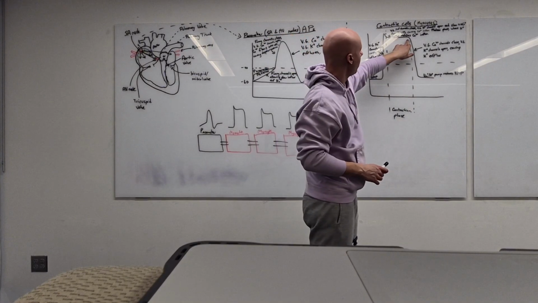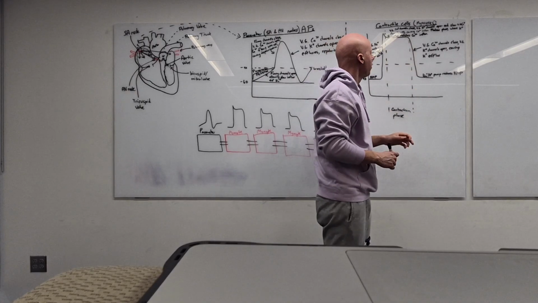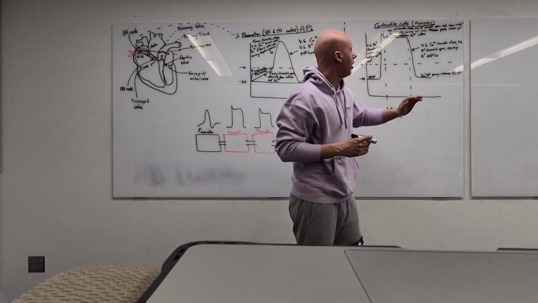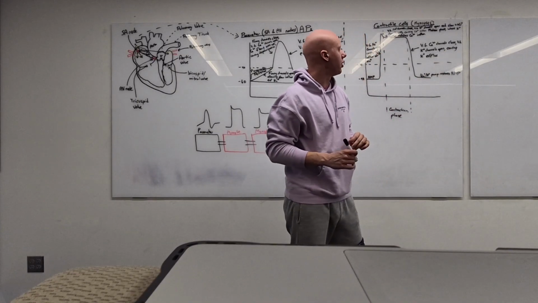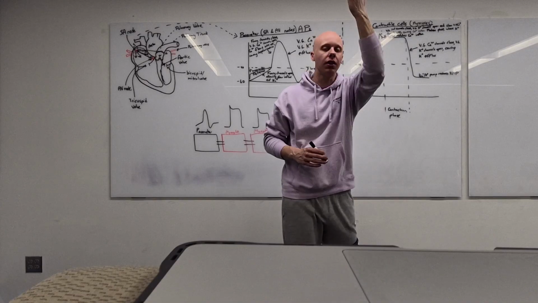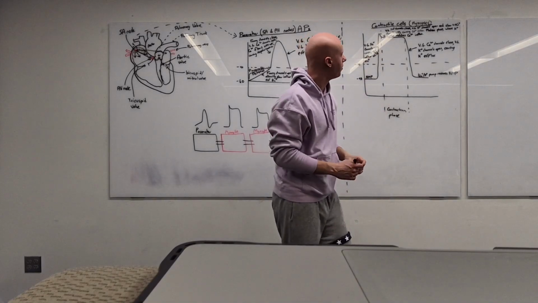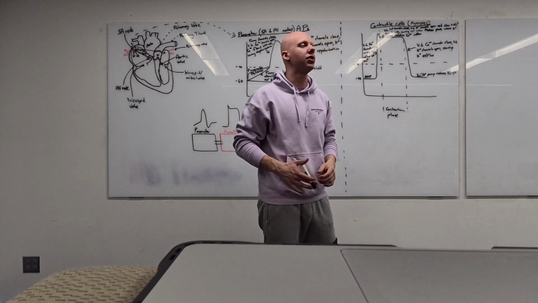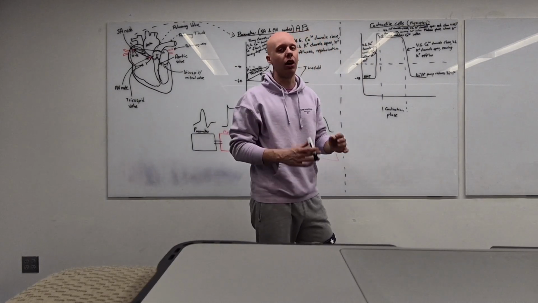Then once you get to the decline here, you have those voltage-gated calcium channels completely closing up, and the voltage-gated potassium channels remain open, causing potassium efflux out of the cell. Then you have the sodium-potassium pump reestablishing that resting membrane potential, as it always does with all cells.